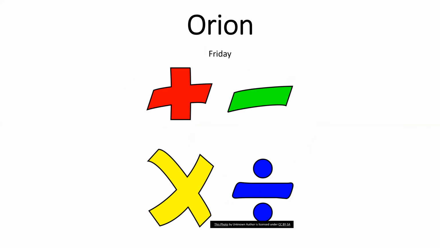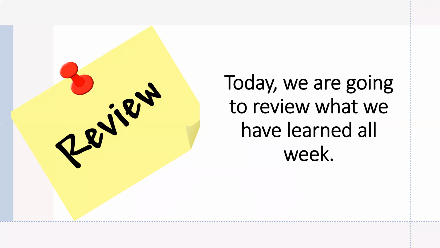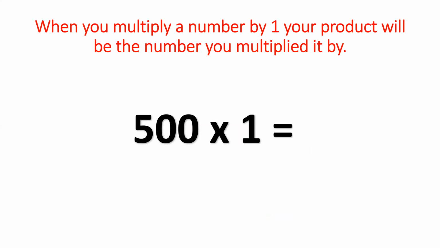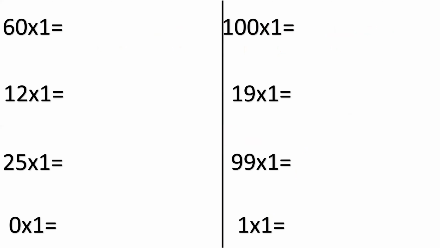Hey Orion, happy Friday. Today we're going to review what we have learned all week. Let's begin. On Monday, we learned about what happens when you multiply 1 by any number. So 500 times 1 equals 500. Let's have a multiplication drill. Pause the video and go grab a pencil and paper. Awesome job on following directions. Begin solving the problems.